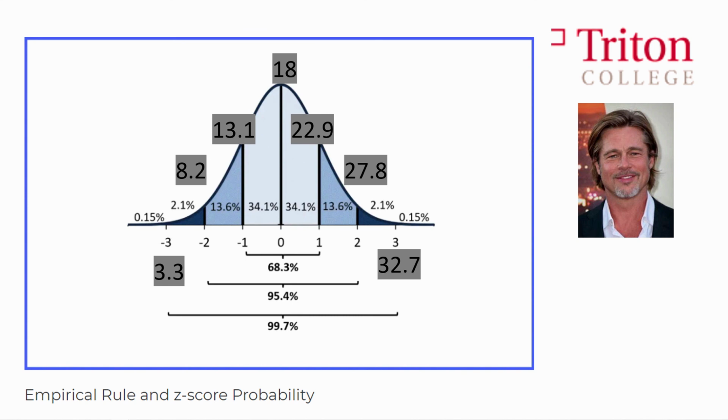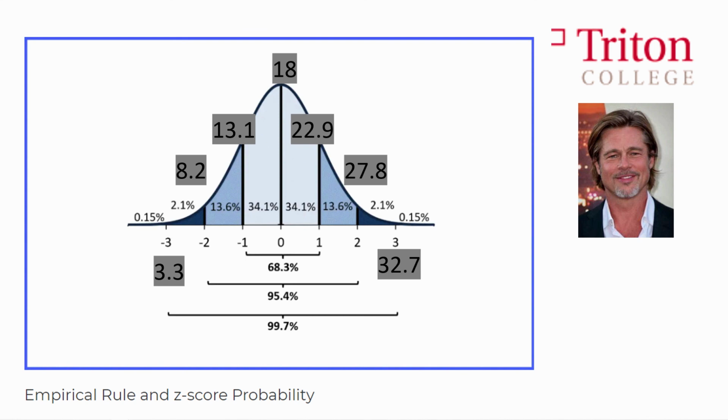So basically, in English, if we have a value between 8.2 minutes and 27.8 minutes, 95.4% of our values will fall in that range.